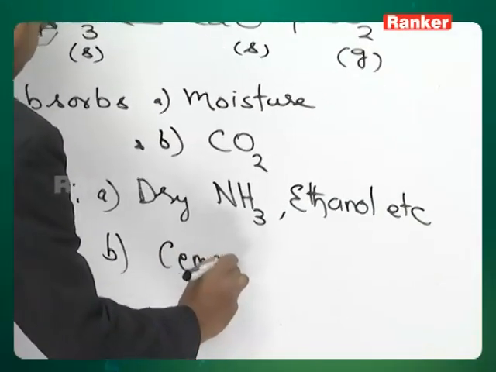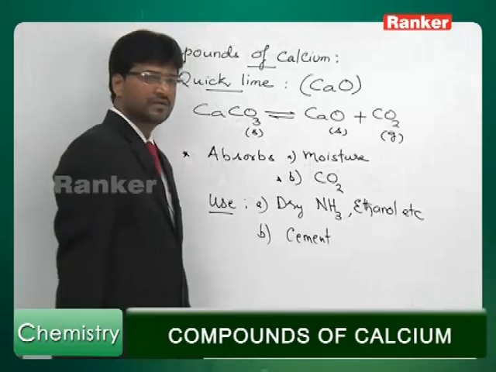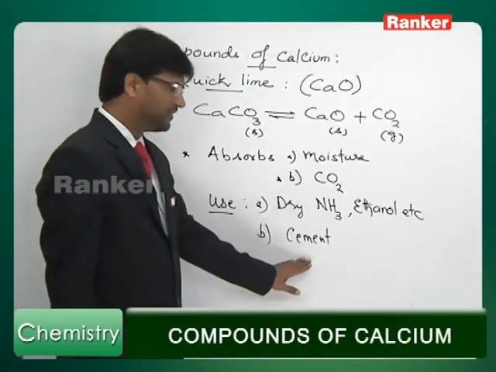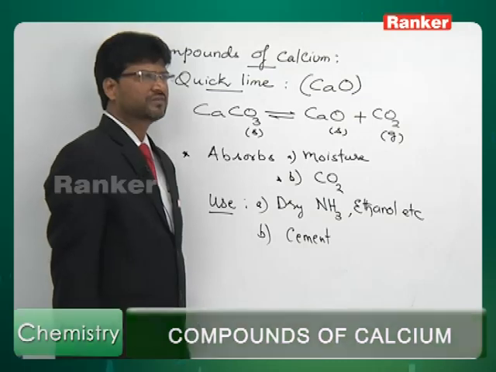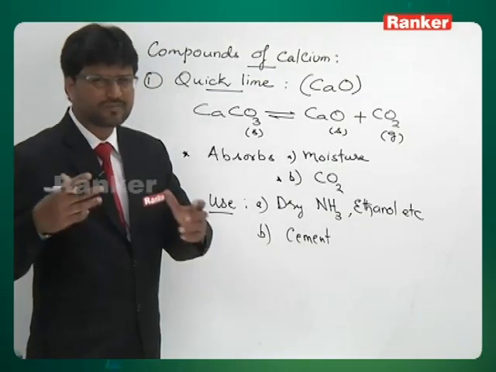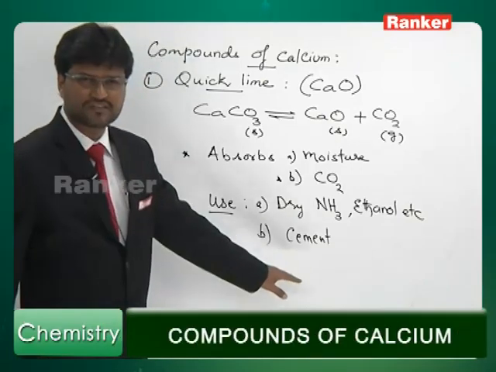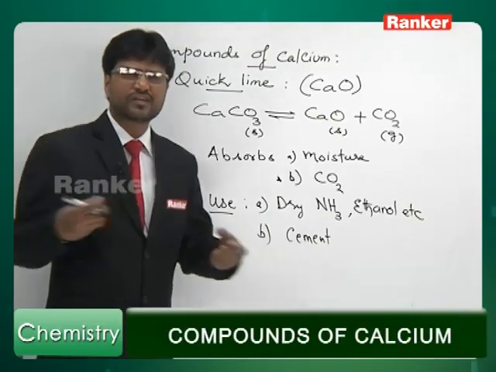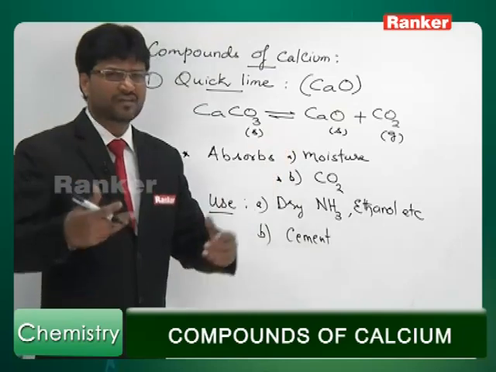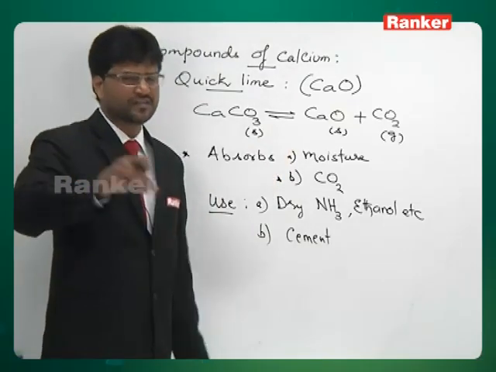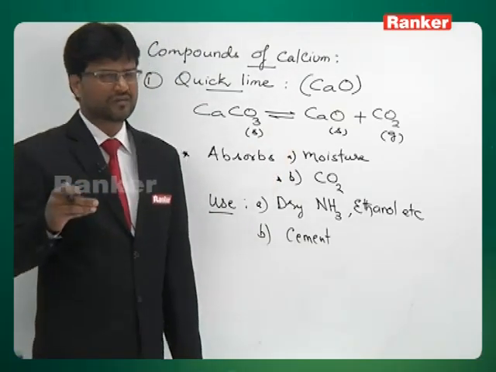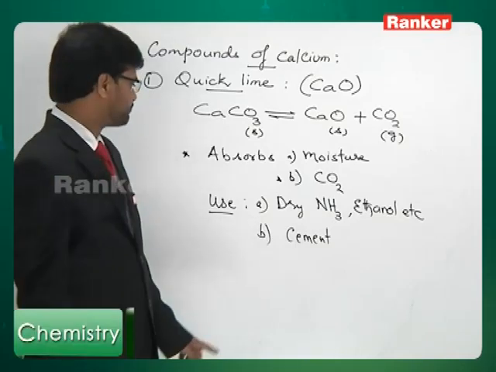Another important use of calcium oxide is in cement. In the manufacture of cement, almost 50% of cement consists of calcium oxide. Limestone and clay are mixed and heated, and then later gypsum is added. This mixture is called cement.